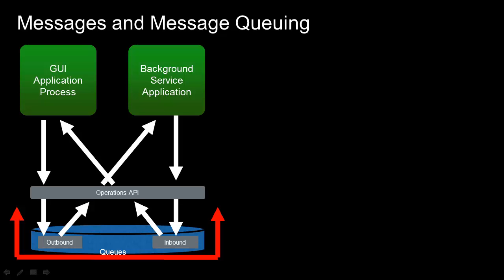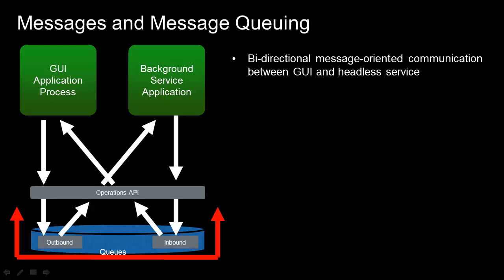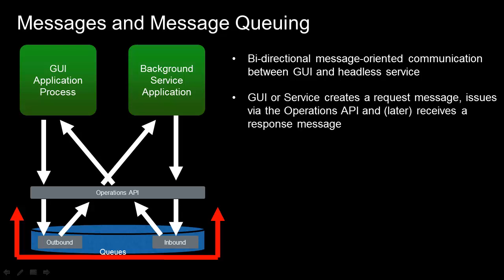Now, we've chosen to expose the fact that a user's request travels through various states as a consequence of this architecture, but you don't have to do that if you don't want to. You could present our pending state as submitted, and as far as the user is concerned, that would be that. If you're curious, by the way, our queues are just tables in a SQLite database. So, in summary, we have here a bidirectional, message-oriented communication mechanism between GUI and headless service. The GUI or the service creates a request message, issues it via the operations API, and later receives a response message.